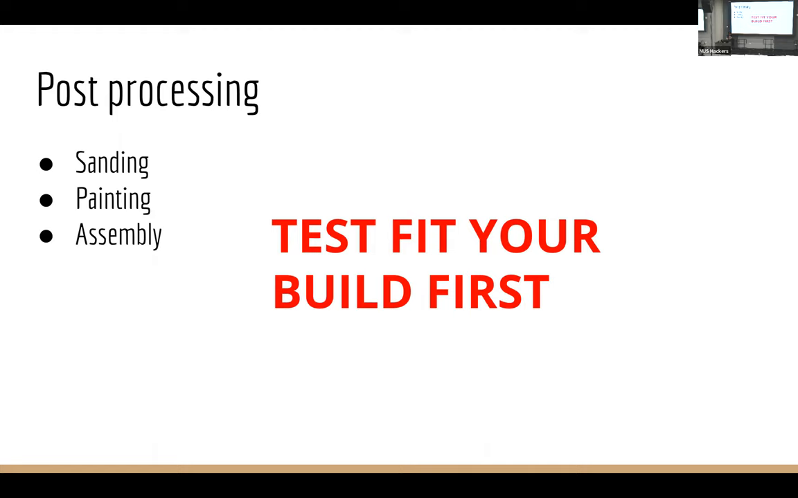So at this point, you've modeled your thing, you've printed it out, it's all ready to go, right? Not quite. You'll be doing three things to post-process a print: sanding, painting, and assembly. These processes aren't necessarily in order, but you will have to do sanding before you paint, because that's the surface you're going to be painting on.